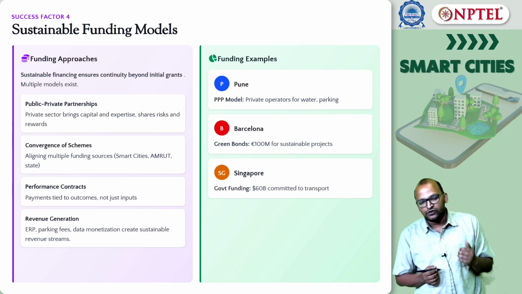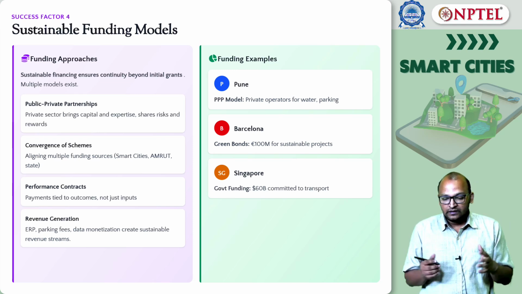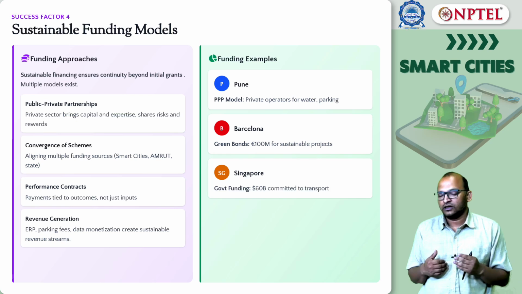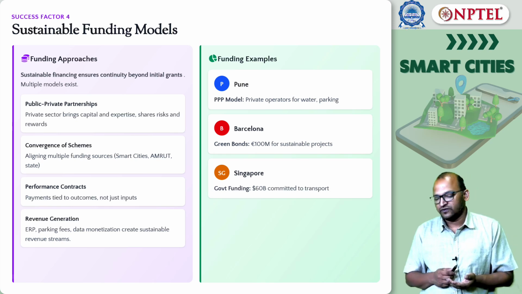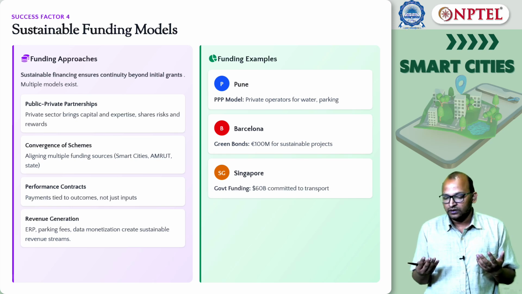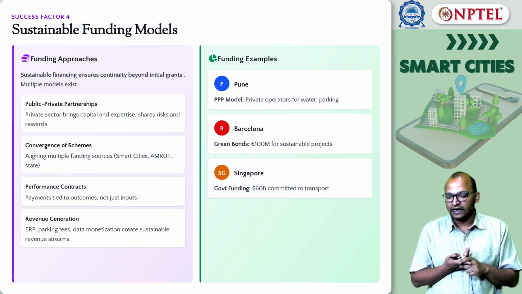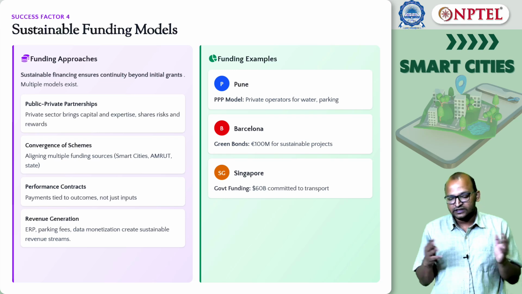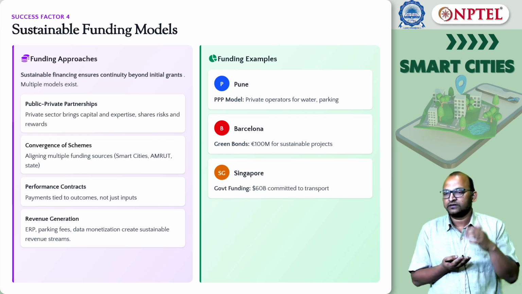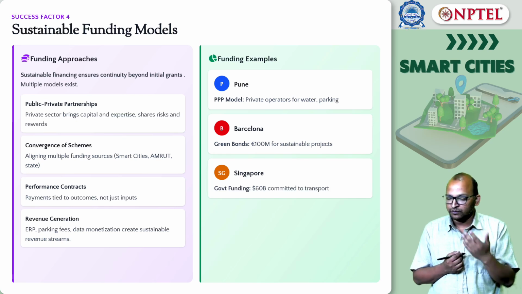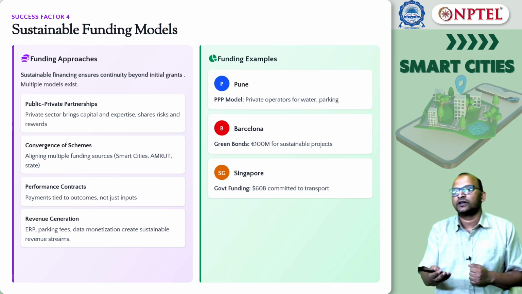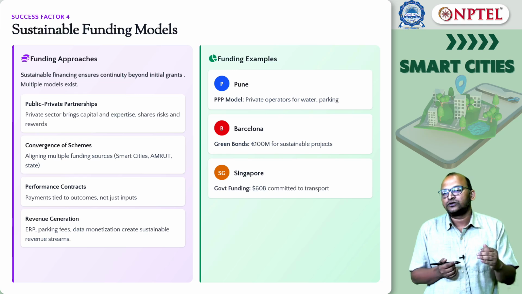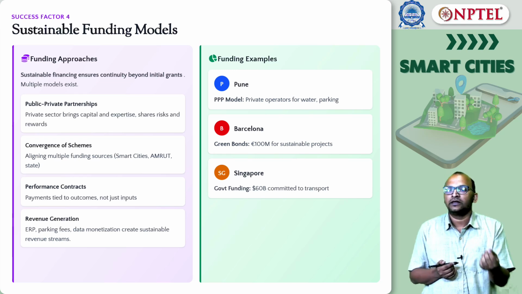The fourth success factor we can draw is sustainable funding models. Sustainable financing ensures continuity beyond initial grants. Multiple models exist which can give sustainable funding. There is the public-private partnership model, where the private sector brings capital and expertise and shares risk and rewards with the government. There are convergence schemes, like aligning multiple funding sources, such as the Smart City Mission in India, the Amrut scheme, and shares from the state and the city. Also, there could be performance-related contracts, that means payment should be tied to the outcome, not just to the input.